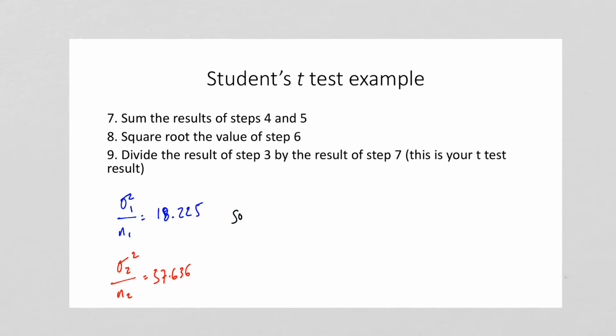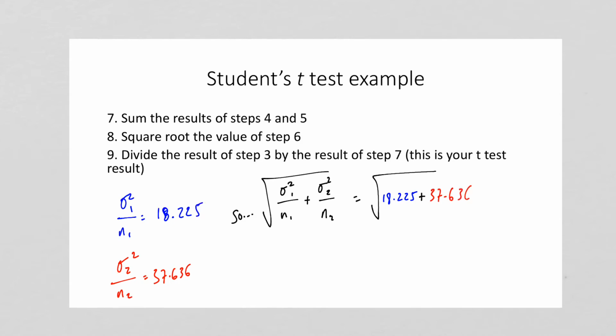37.636. So the square root of those two things together is going to be equal to the square root of 18.225 plus 37.636. We also already found that the mean of sample 1 take away the mean of sample 2 was 13.